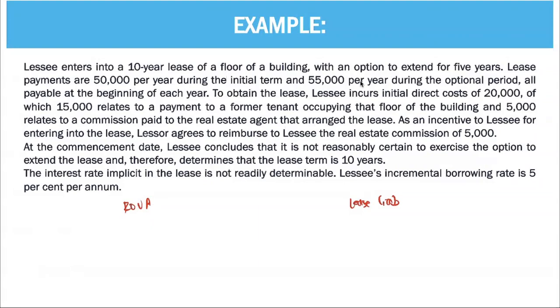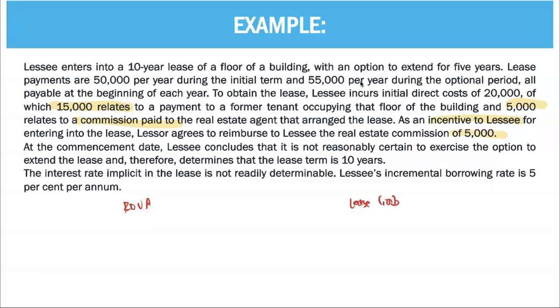To obtain the lease, the lessee incurs initial direct costs of 20,000, of which 15,000 relates to a payment to a former tenant, and the 5,000 relates to a commission paid to the real estate agent that arranged the lease. As an incentive to the lessee for entering into the lease, the lessor agrees to reimburse the lessee a real estate commission of 5,000.